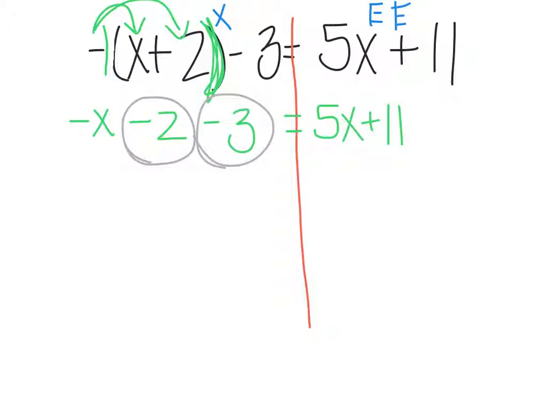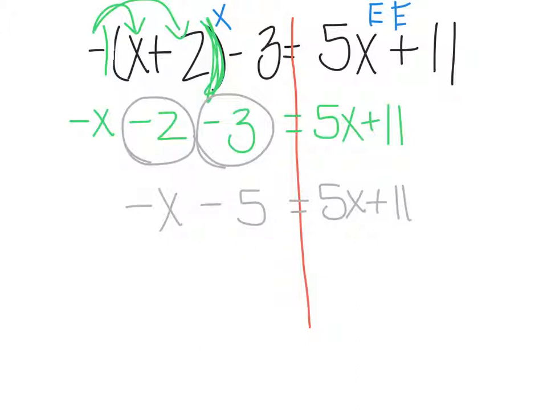And minus 2 minus 3 is actually going to give us negative 5. So we have negative x minus 5 equals 5x plus 11. Well, now I can start moving stuff around because each side is simplified. So everything over here should have an x, which tells us our negative 5 needs to move.